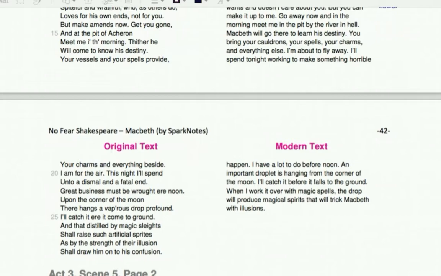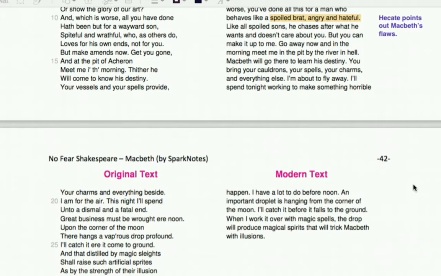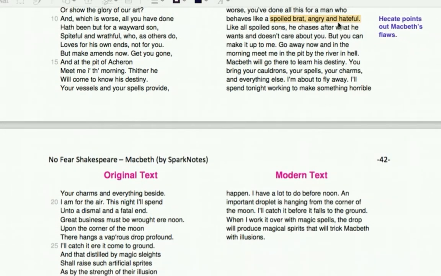So let's stop here to see exactly what Hecate is planning. I'm going to bring us up a little bit. We left off here based on pointing out Macbeth's flaws. Then she continues on and she says, "Like all spoiled sons, he chases after what he wants and doesn't care about you. But you can make it up to me. Go away now, and in the morning meet me in the pit by the river in hell. Macbeth will go there to learn his destiny."